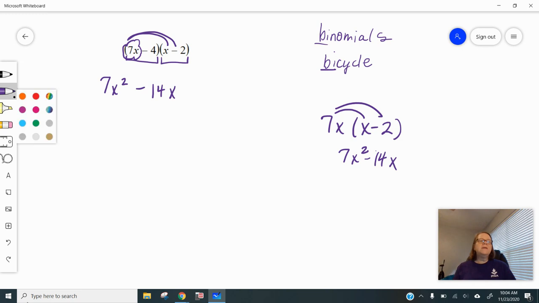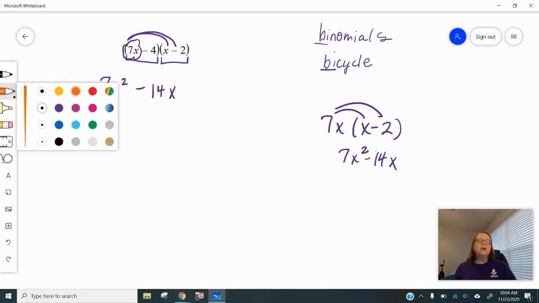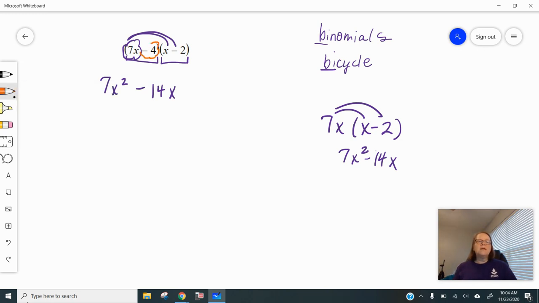Okay. And then let's change the color. Then you're going to distribute the negative 4. So you say, okay, like a brand new problem, I'm going to do negative 4 times x minus 2. And so you distribute there and get negative 4x, and negative times negative is positive, 4 times 2 is 8.